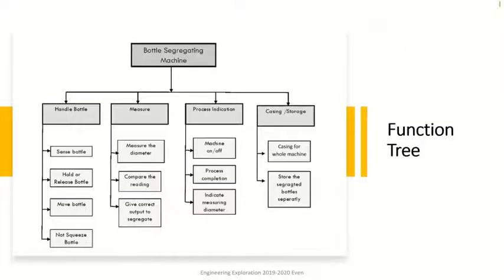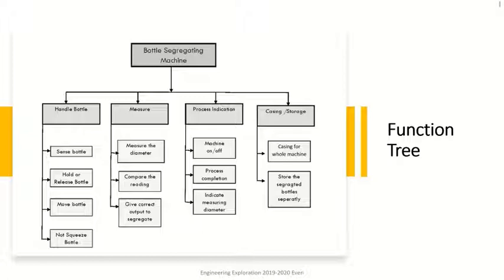Function tree. The bottle segregating machine function is further subdivided into four main topics, that is handling the bottle, measurement, process indication, casing and storage. Under handling the bottle, it should sense the bottle, hold or release, move the bottle, and not squeeze the bottle.